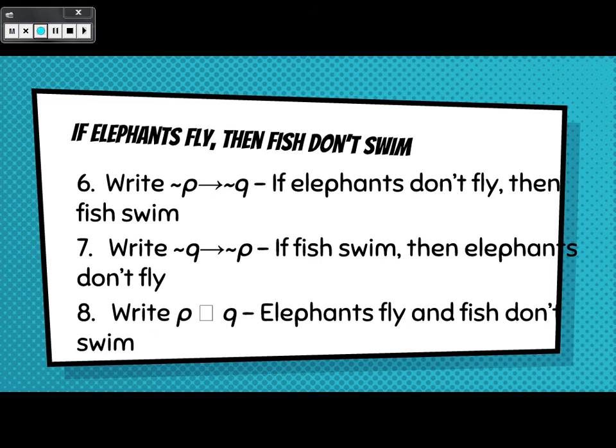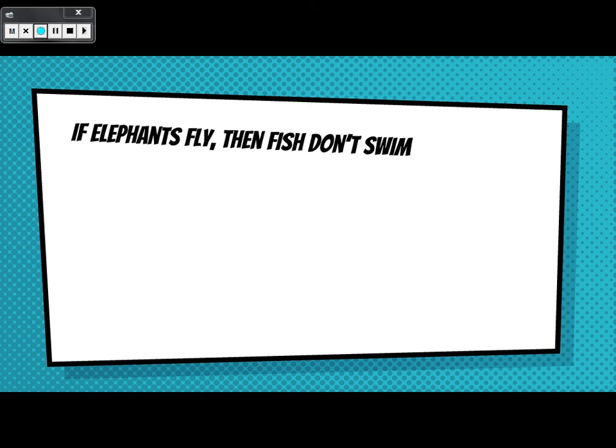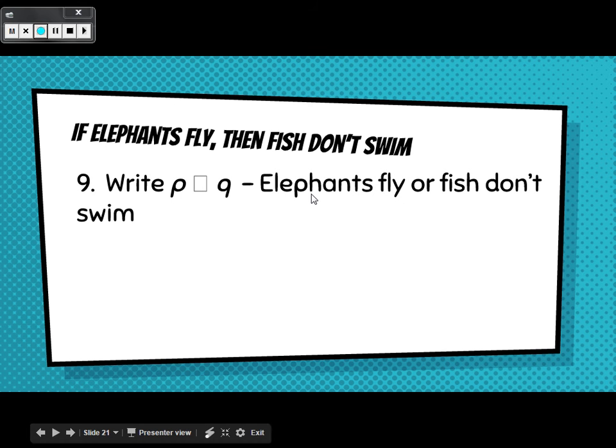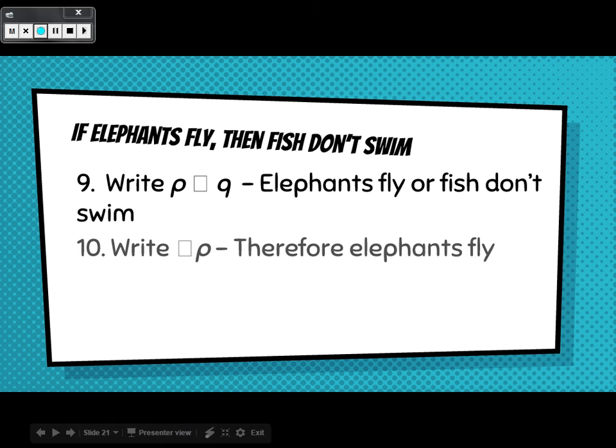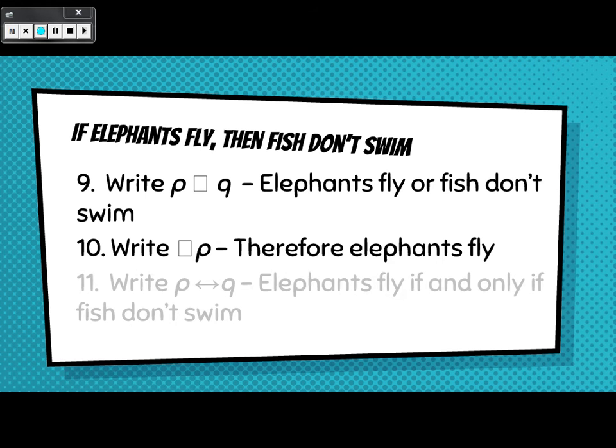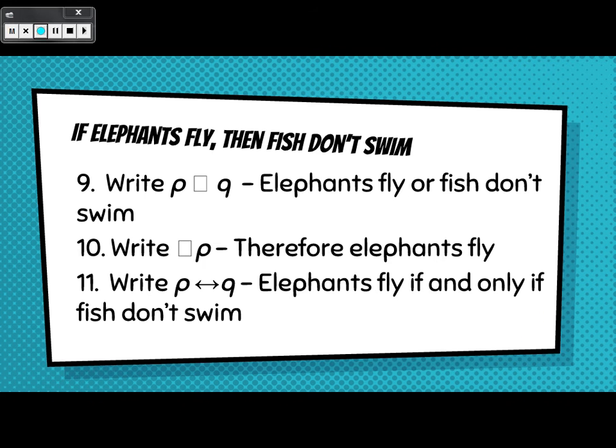Okay, this is our symbol that should stand for and, so that would be elephants fly and fish don't swim. Then we have the symbol for or, so that would just be elephants fly or fish don't swim. We have the three dots with the vertices of the triangle, so that would be just, therefore, elephants fly. And then our last one is the symbol for the biconditional, and that would be elephants fly if and only if fish don't swim.